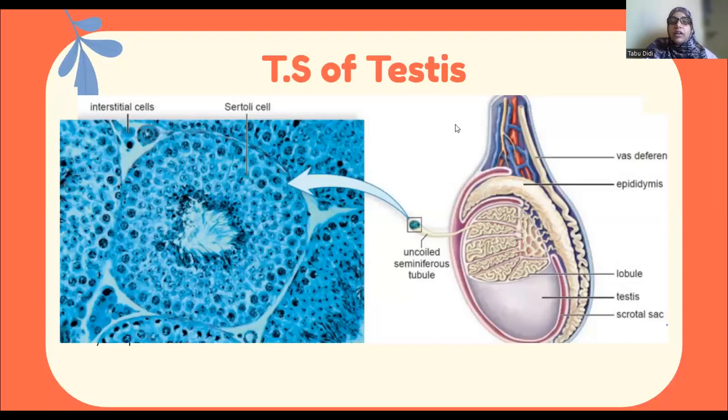Then the matured sperms will be formed, and they will migrate to this network. This network is known as vasa efferentia, same name as the next one, just remove the D. They will ascend up into the epididymis, and through the epididymis they will ascend upward through the vas deferens. These are the blood vessels, the veins and the arteries. Then they go to the duct, the vas deferens, and finally enter into the main shaft.